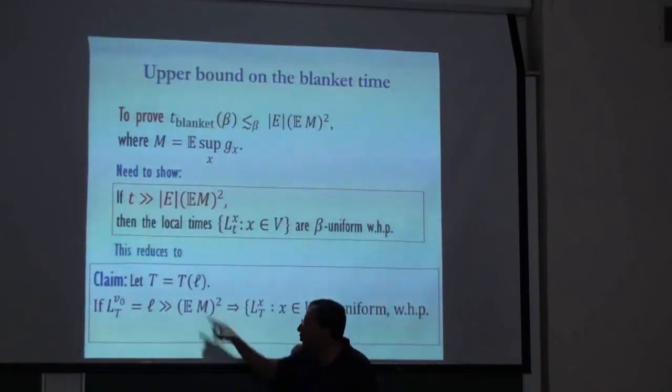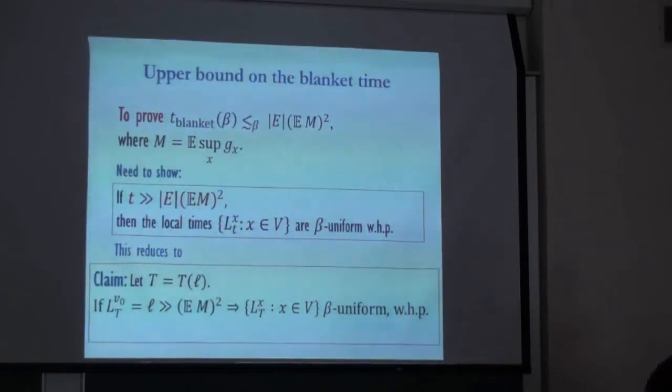So how big should the local time L be at a specific node V0? We have to scale it down by the number of edges. So to go between the global time and the local time at the node, we have to divide by the number of edges. And so the claim boils down to the following. If the local time at V0, which we will denote by little l, is much, much bigger than the expected maximum squared of the field, then the local times are uniform with high probability. Okay, so I will show you how we verify that from the Gaussian free field.